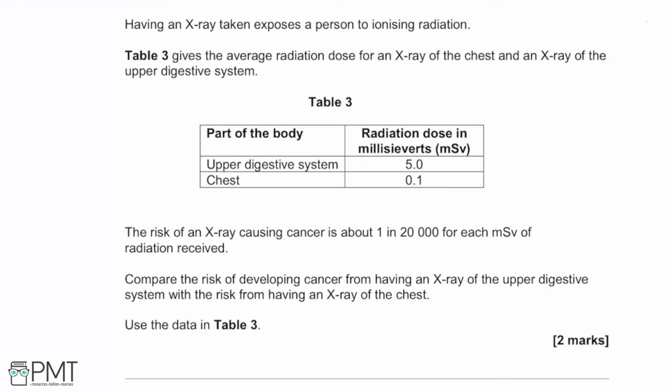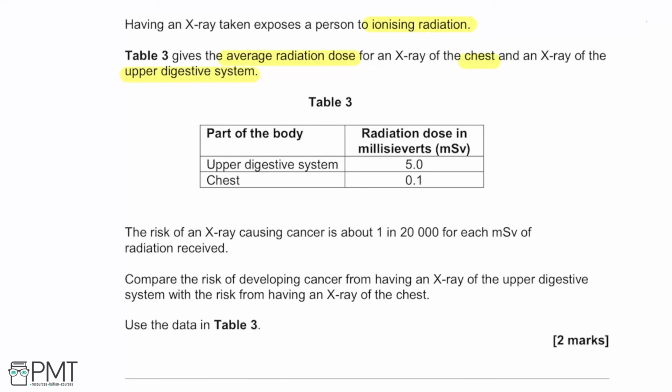So now in this question, we're told that having an X-ray exposes a person to ionising radiation. Table 3 gives the average radiation dose for an X-ray of the chest and an X-ray of the upper digestive system. And then we can see that here. So we've got the part of the body in this column. So we have the upper digestive system and then the chest. And then in the right-hand column, we've got the radiation dose in mSv. So for the upper digestive system, it's going to be 5.0. And then for the chest, it's going to be 0.1. So then we're going to be using this information in the main part of the question.